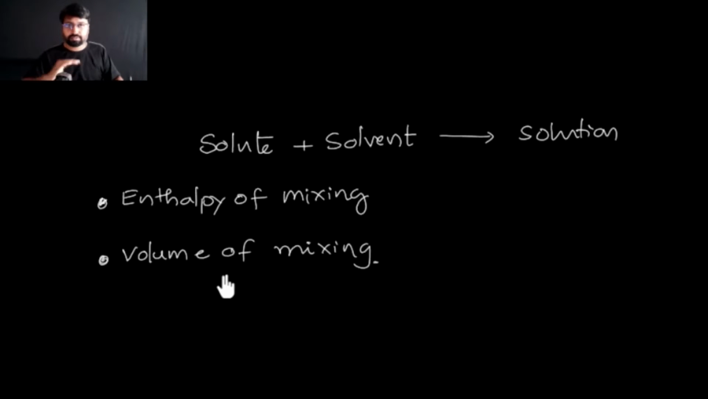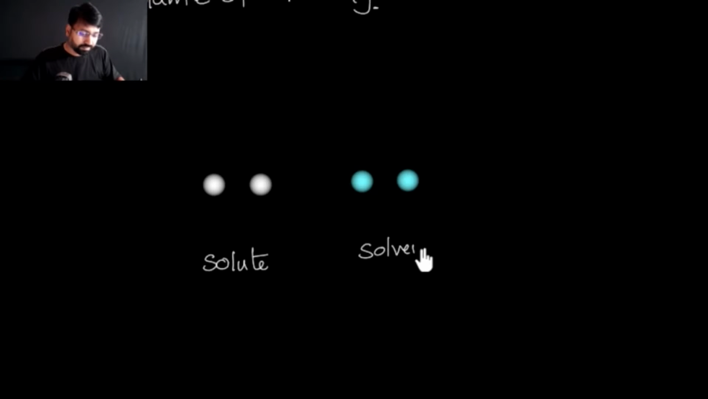Okay, now we can understand this factor by taking one simple example. Assume that I have two particles here. Now these two particles, I consider them as solute particles. In the same way I will take two more particles, and these are called solvent molecules. Now between the solute particles there is a force of attraction holding the two particles, and here also there is a force of attraction between the solvent particles.